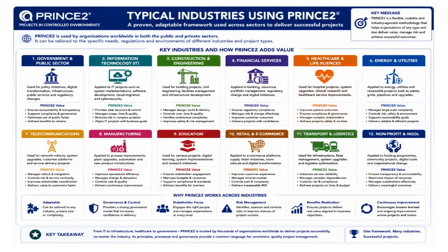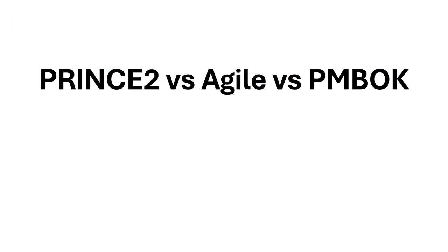PRINCE2 is widely used across both public and private sectors because of its flexibility and scalability. Government and public sector organizations use it for policy delivery, digital transformation, and infrastructure programs. In IT and telecommunications, it supports system implementation, software development, and cybersecurity initiatives. Construction, engineering, healthcare, finance, education, retail, transport, and energy sectors also apply PRINCE2 extensively. Its structured governance, strong risk management, and adaptability make it suitable for projects ranging from local operational improvements to large international transformation programs. PRINCE2 versus Agile versus Project Management Body of Knowledge.